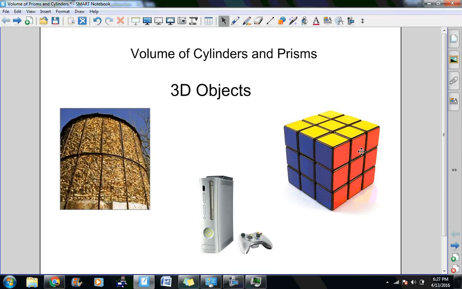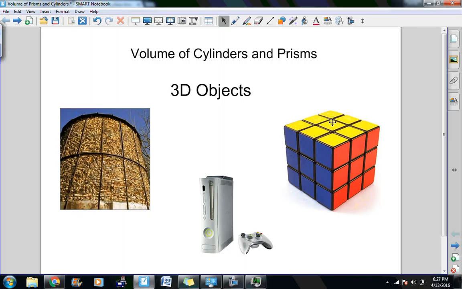Today we're going to be finding the volume of cylinders and prisms. And when we talk about the definition of a prism, it's important to note that this is any three-dimensional object where the front and the back of the object has the same area. So for example, if we look at a cylinder, the circle at the top and the bottom of the cylinder, or front and back if it's tilted, would be equivalent circles. Therefore, this would be a prism.